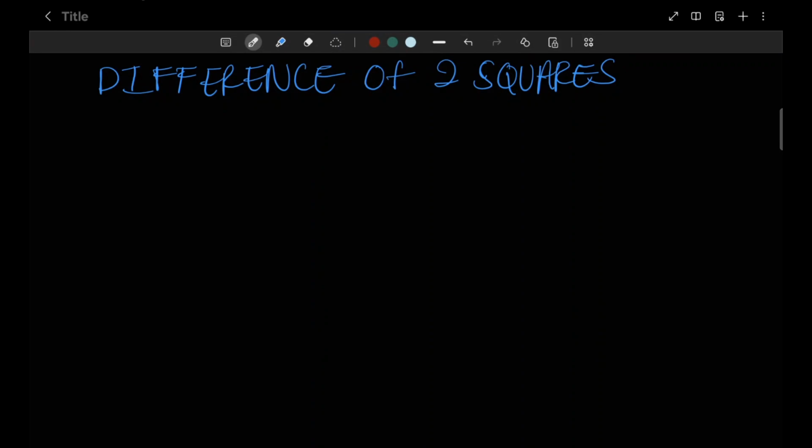Today's lesson is about the difference of two squares. Now there's a method that I use to make sure that I master the difference of two squares, and I'll share it with you guys today.